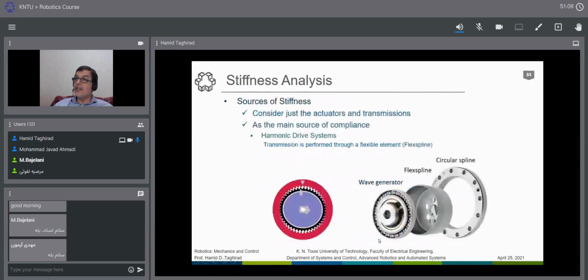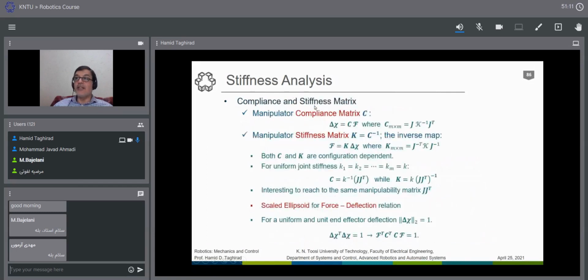If we have this case, we can define the compliance matrix, which describes how compliantly this robot can work with the environment and with the human. It is the matrix C, which relates the force and deflection in task space. And C is an m by m matrix, where m is the number of joints. C is Jacobian K inverse Jacobian transpose, as we found here.